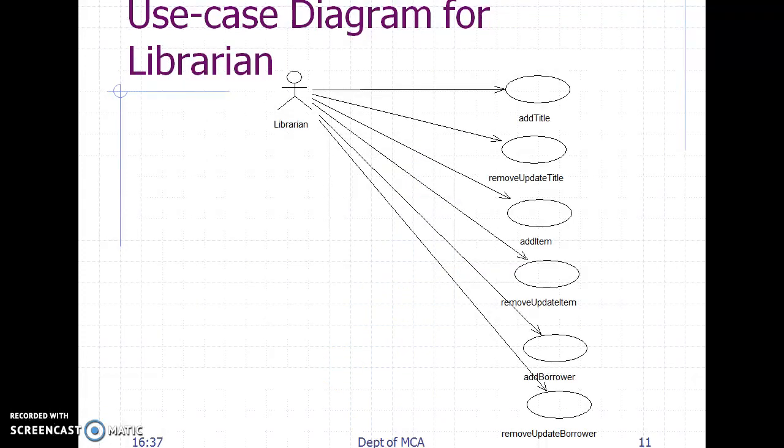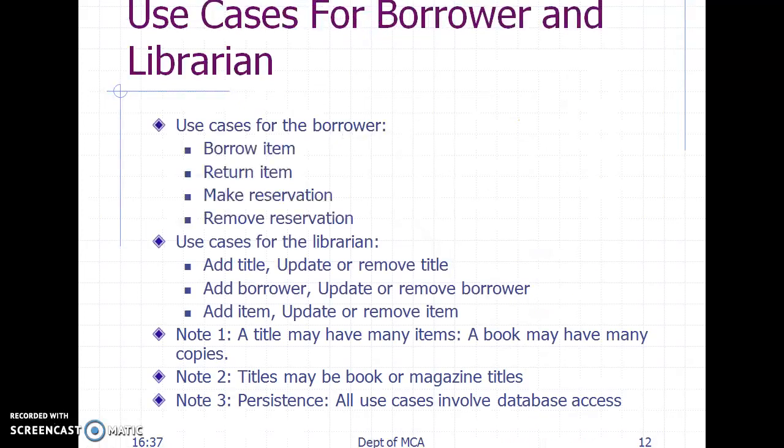And coming to the use case for the librarian, what are the various behaviors that the librarian can invoke? If any book enters the library, the librarian can add the title, he can add the item, and if there are any new borrowers, he can add the borrower, update the details of the borrower or remove them, or remove the updated title. So all the administrative setup is done by the librarian, who manages the books, the library, and the entire library management system.